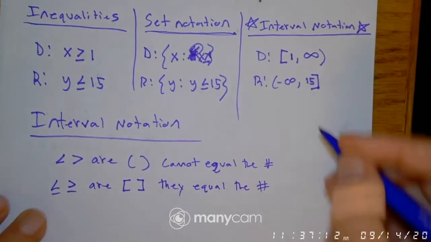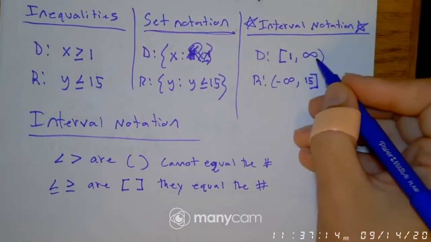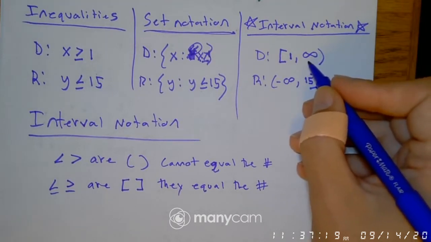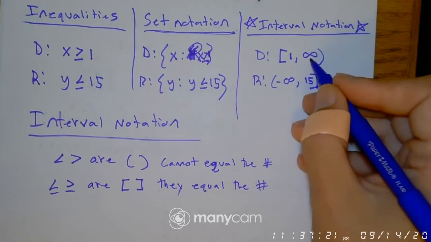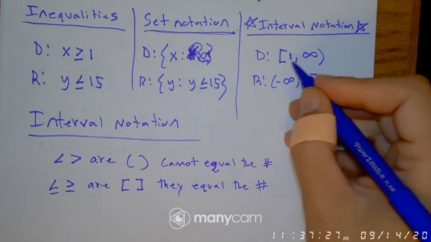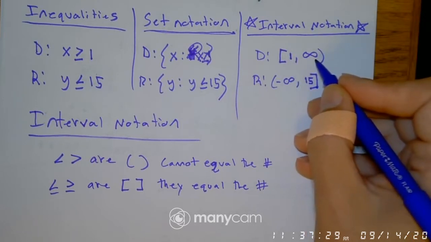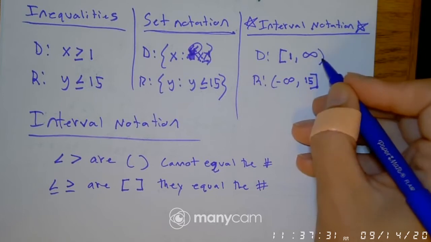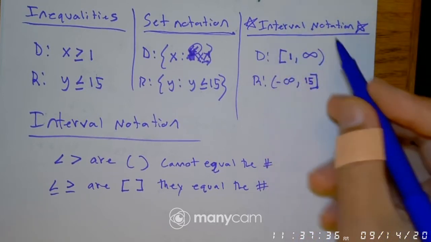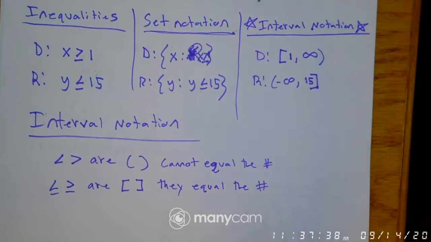Okay. Now an important note, notice how I said cannot equal infinity. So infinity is a concept, not a number. So it can never equal infinity because infinity isn't a number. So that's an impossibility. It's just an idea. So the idea is that I go from 1 and then I go to positive infinity forever. So you can never say it includes infinity. So on your homework, you're going to be using interval notation.